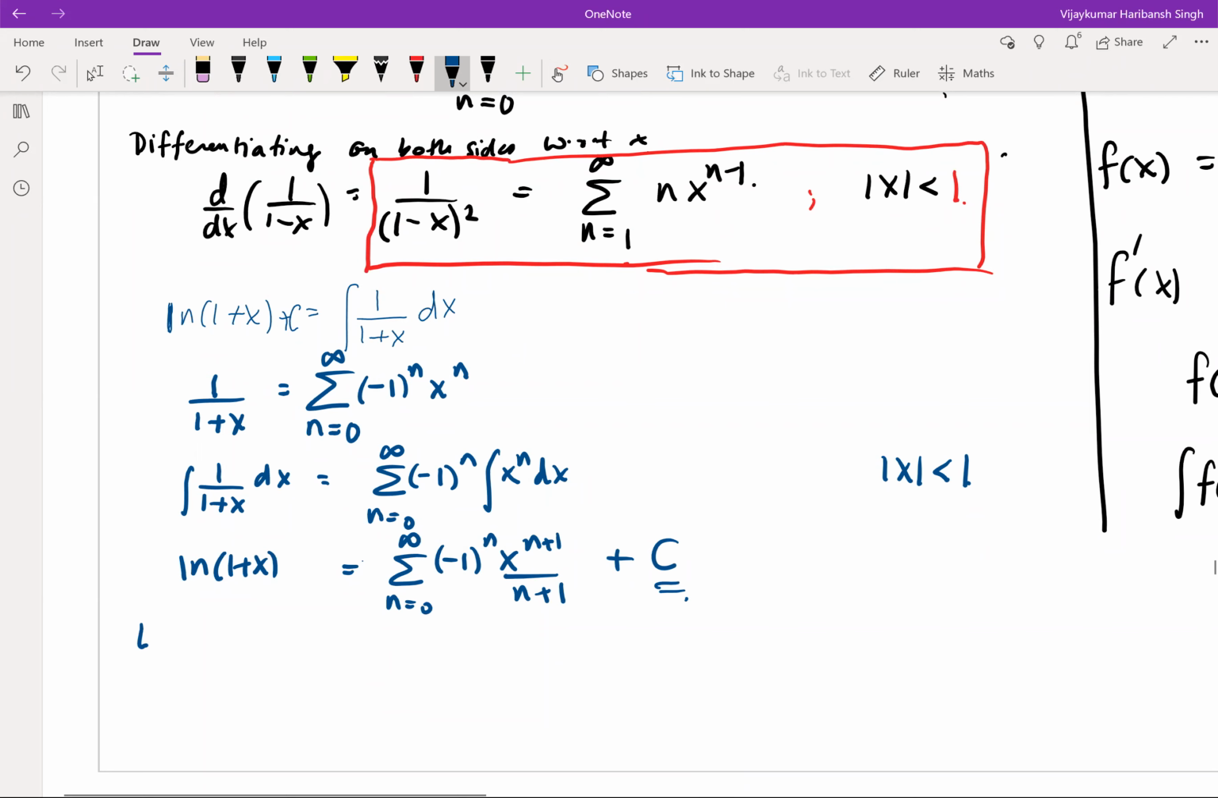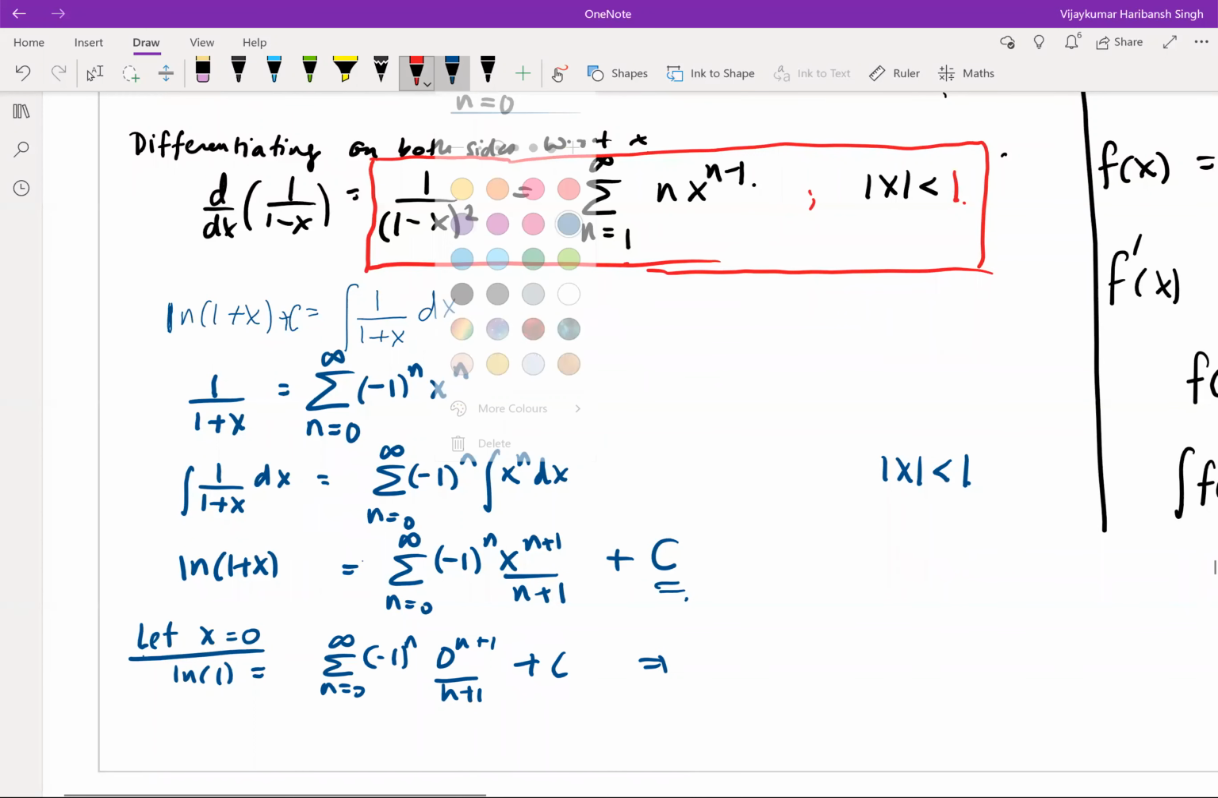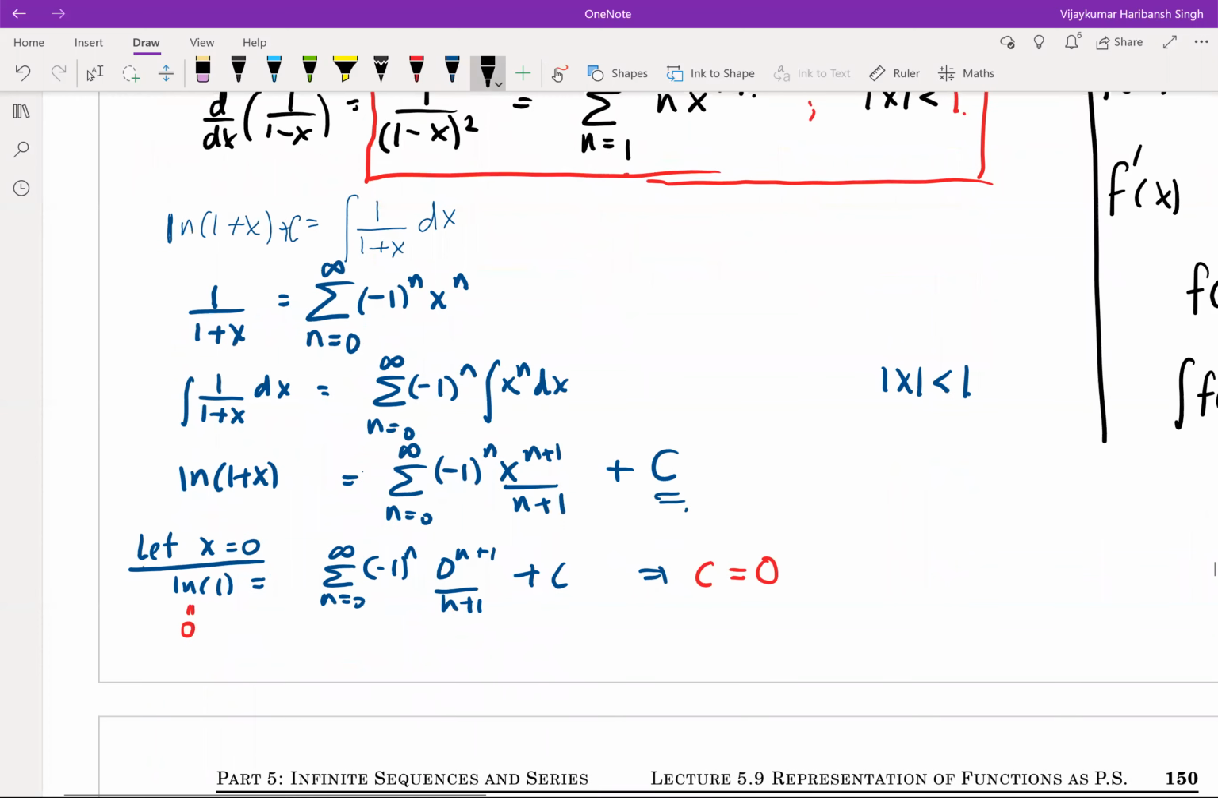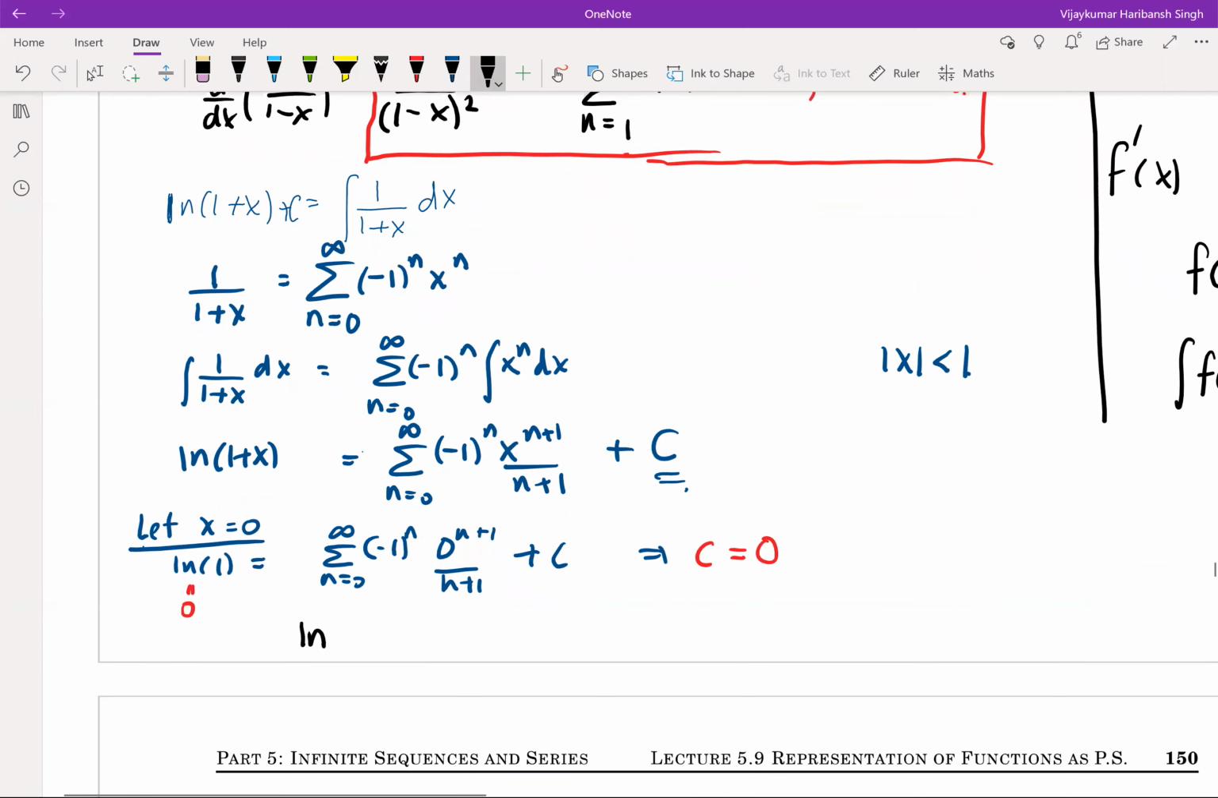So for that, let x be 0. So you know ln of 1 is going to be the summation n equals 0 to infinity of minus 1 to the power n, 0 to the power n plus 1 upon n plus 1, plus c, and ln 1 is also 0. So this is 0, right? So we get c equals 0. So this leads us to the following: ln of 1 plus x is the power series summation n equals 0 to infinity of minus 1 to the power n x to the power n plus 1 divided by n plus 1. So this is how you write down the power series of this.